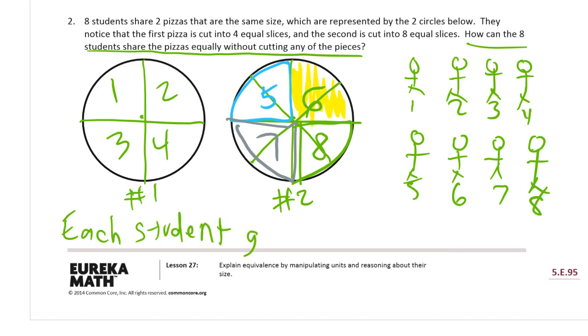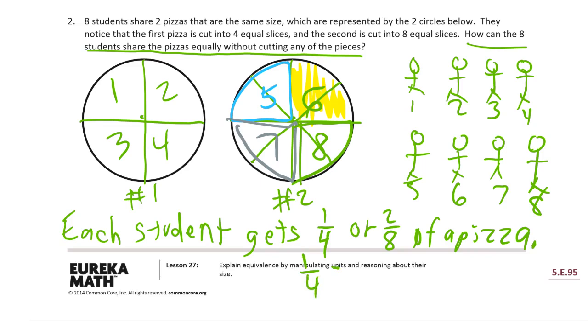Each student gets one fourth or two eighths of a pizza. And then I'm just going to add in a little bit more and say 1/4 equals 2/8.